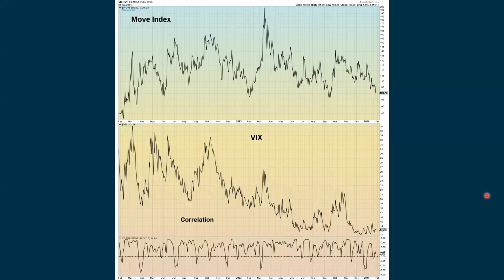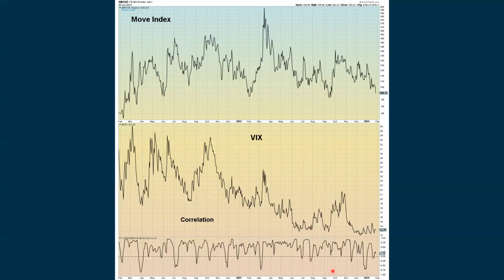We also have another index that we look at to measure the volatility of bonds, and that's the MOVE index. And it hasn't been around all that long, so it's hard to do historical studies on this. When this is going down, that means the volatility of bonds is going down. Then in the middle area, we have the VIX, which measures the volatility of stocks, and that's been giving us very low readings as well.